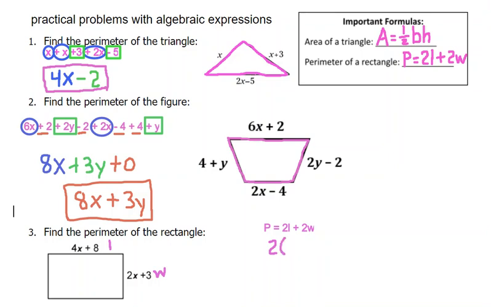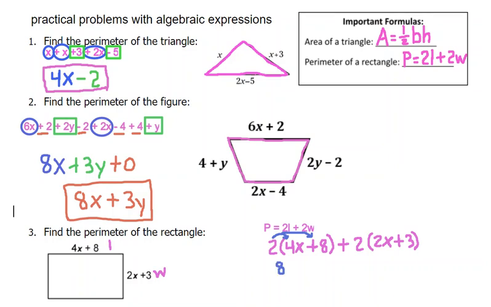I have 2 times 4x plus 8 because that was my length, I said. And then I'm going to add it to 2 times 2x plus 3 because that was my width. So from here, I have parentheses, right? So to get rid of my parentheses, I have to use distributive property to get rid of them. So I'm going to take that 2 and distribute it to both things on the inside of those parentheses.